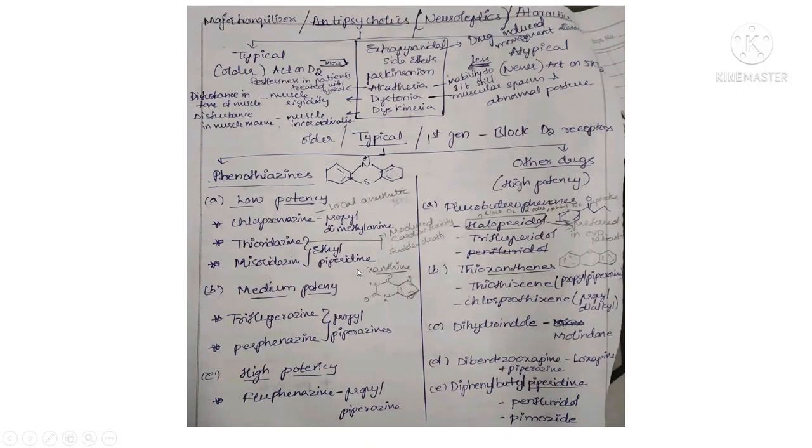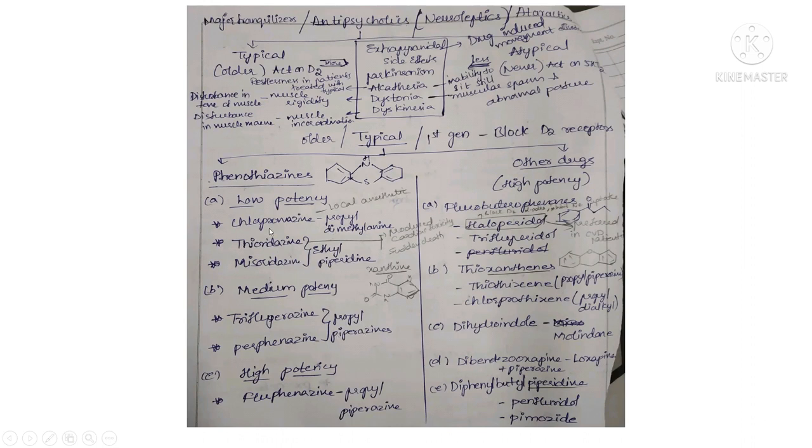Then, based on the structure, under alkyl side chain we get chlorpromazine and triflupromazine. Here you can see chlorpromazine is a propyl dimethylamine, and triflupromazine is a propyl dimethylamine as well; these two have alkyl side chains, so they come under alkyl side chain. Under piperidine, we get thioridazine and mesoridazine; these two drugs contain a piperidine ring in their structure. Then piperazines: there we get trifluoperazine and perphenazine, and also fluphenazine. These are the drugs containing piperazines.